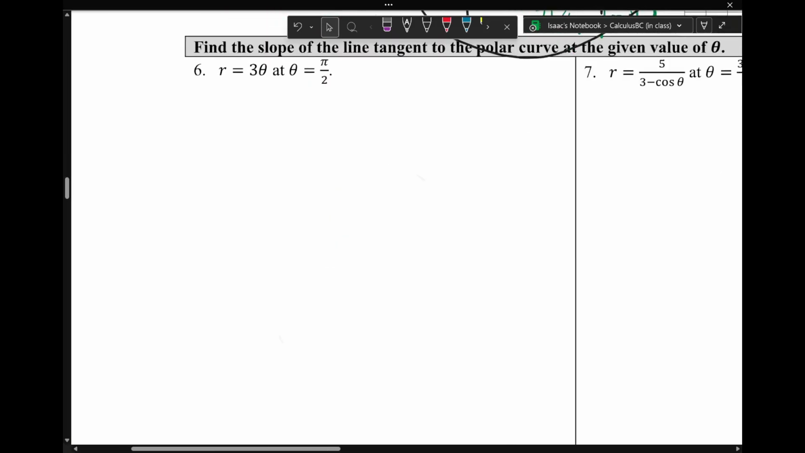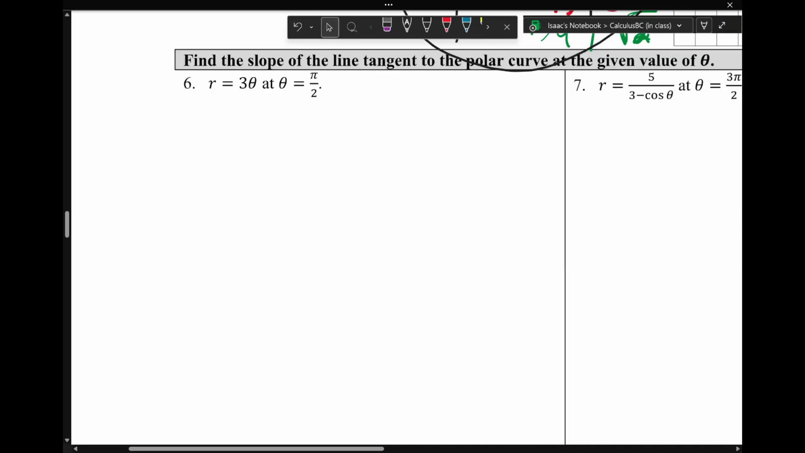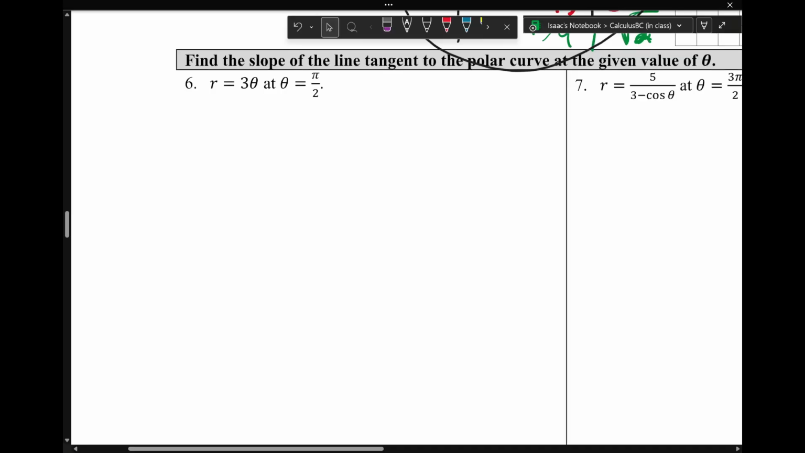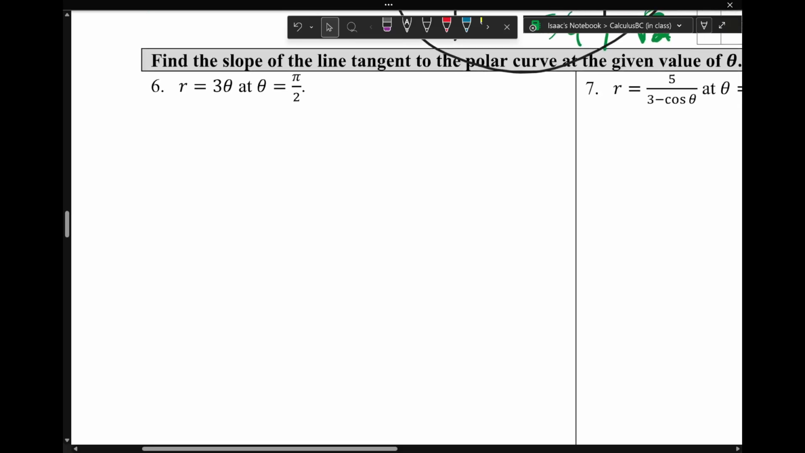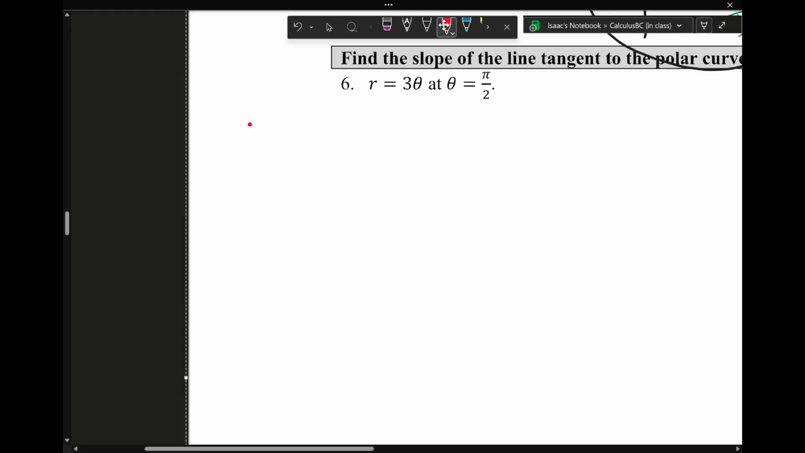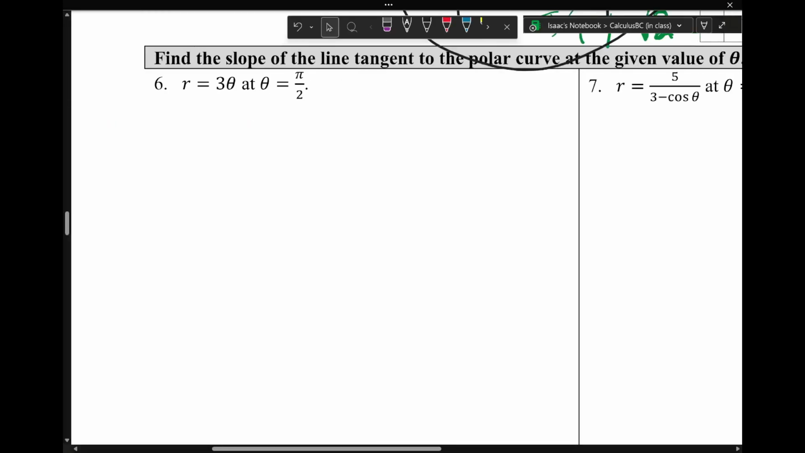Okay, let's look at one more together, and then I'm going to ask that you try a couple of these because they all have the same directions. Number 6 says find the slope of the tangent line at the given value of theta. Well, slope of tangent line is a way to ask for dy/dx.